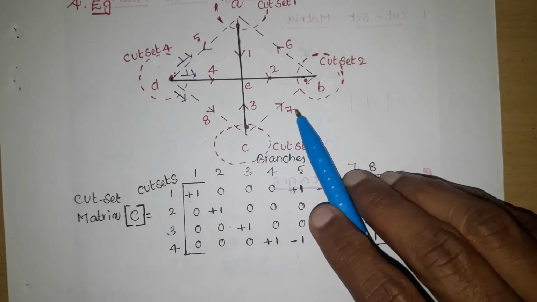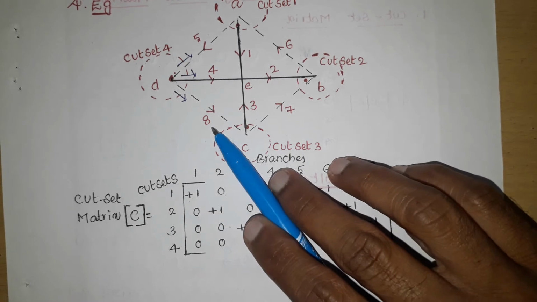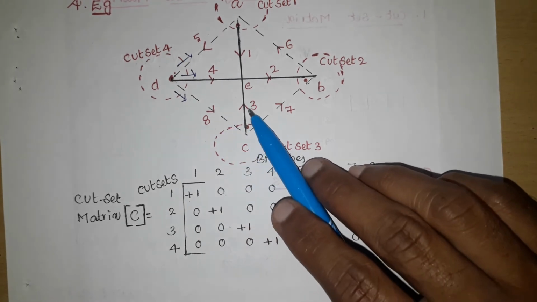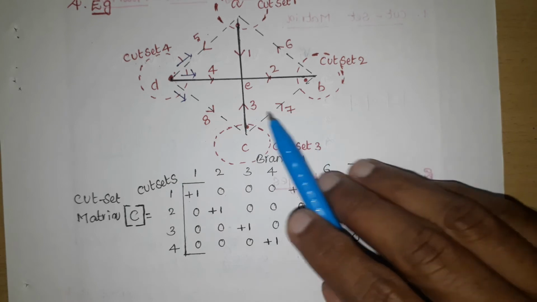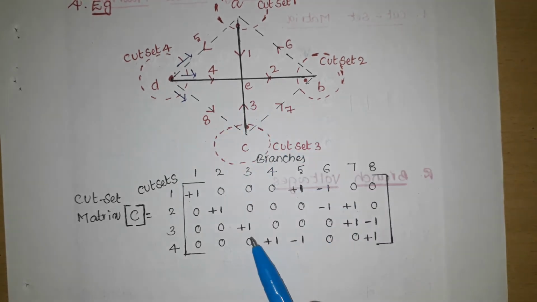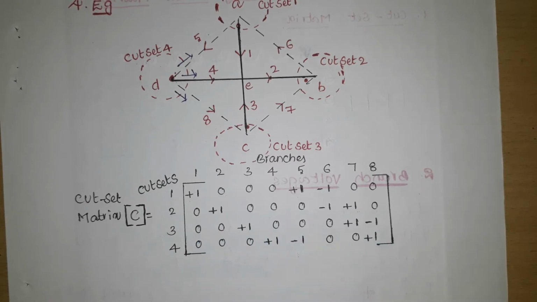So third twig, 7th link and 8th link. So here the non-zero elements are 3, 7, 8. Remaining are 0. 1, 2, 4, 5, 6 are 0.